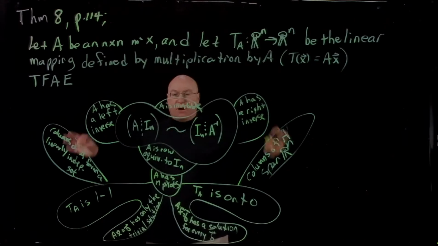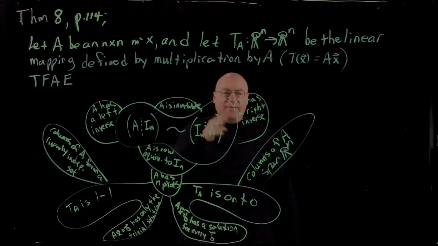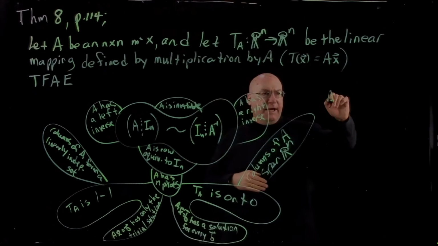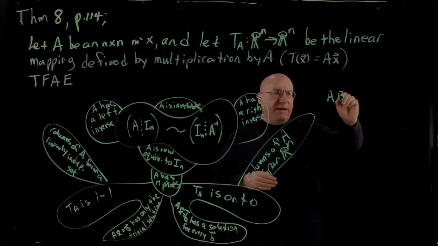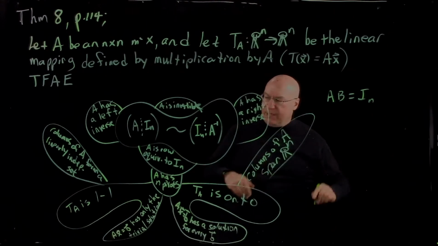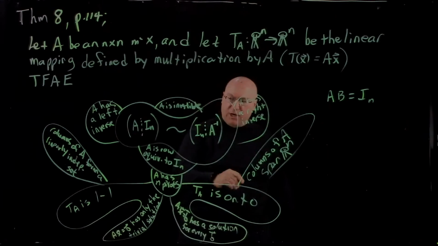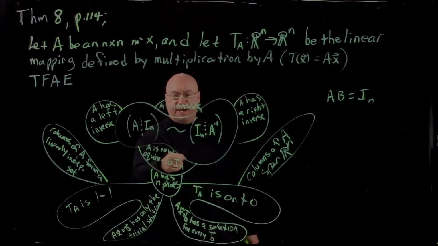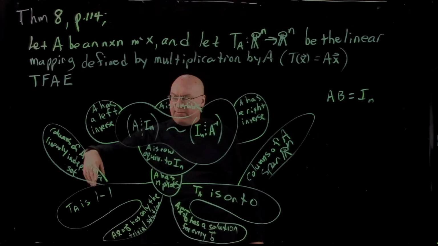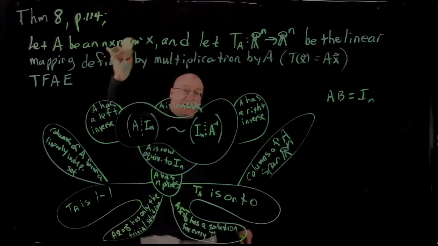All right, those are all equivalent. So look, if I tell you I have this matrix A, n by n, and I happen to find some matrix B such that when I multiply them together I get the identity matrix, you can immediately tell me that the transformation T sub A must be 1 to 1. It must also be onto. A must be row equivalent to the identity matrix. Columns of A must form a linearly independent set, et cetera, et cetera. You can tell me all that because it's all equivalent to that.